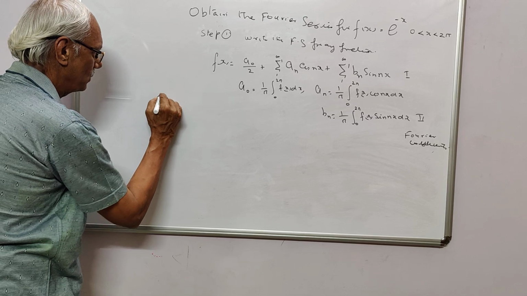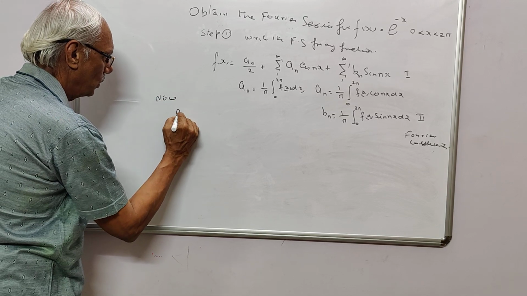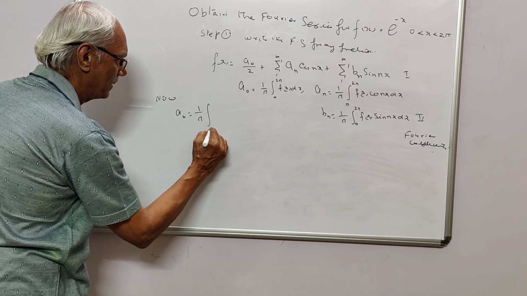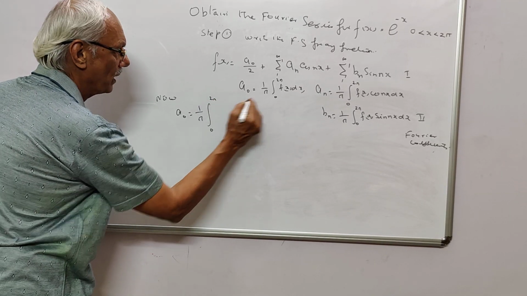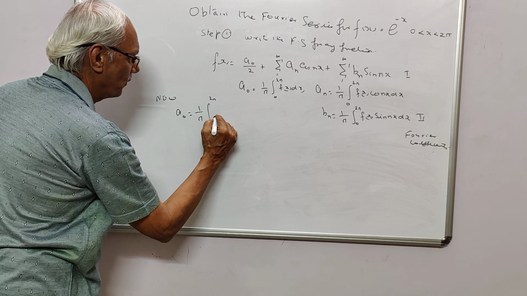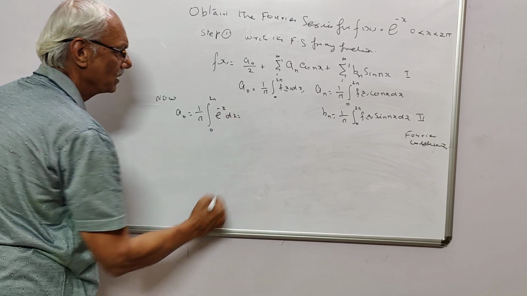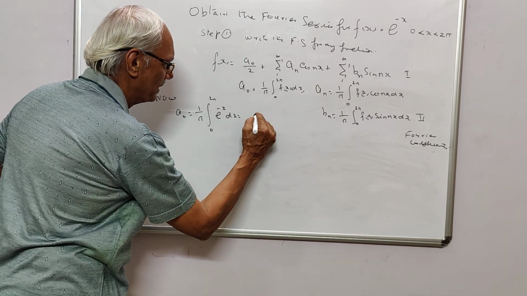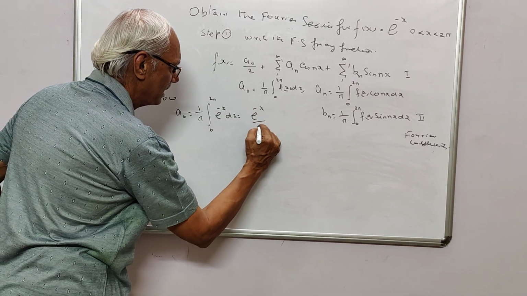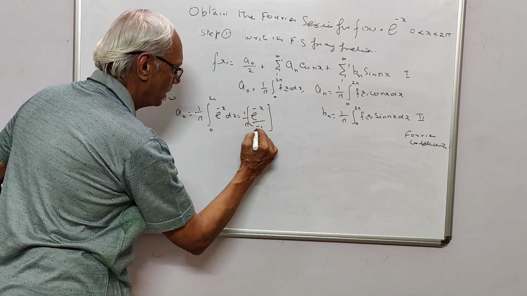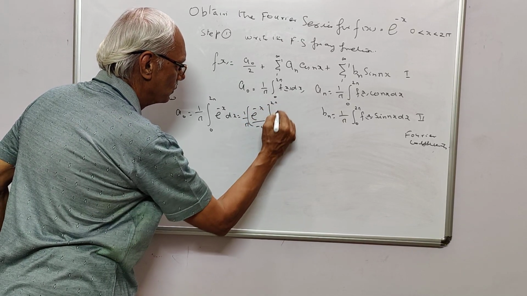Now let me start doing this. What's your a naught? A naught is equal to 1 by pi integral 0 to 2 pi. What is your f of x? F of x is e to the power of minus x into dx. So this integration is very simple. E to the power of minus x divided by minus 1, and you have 1 by pi, limits 0 to 2 pi.